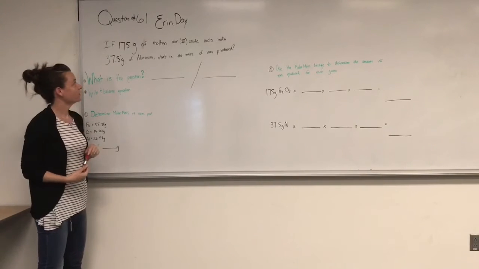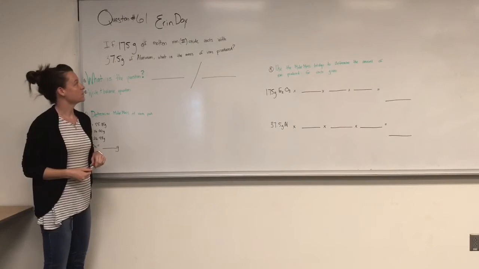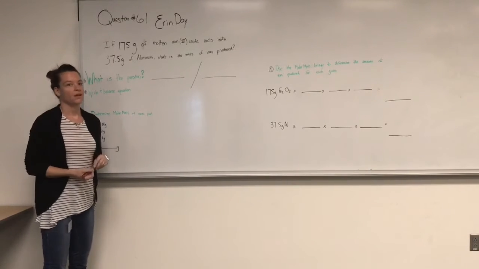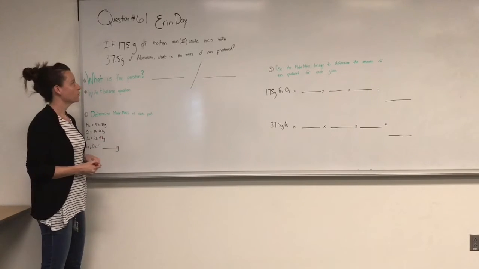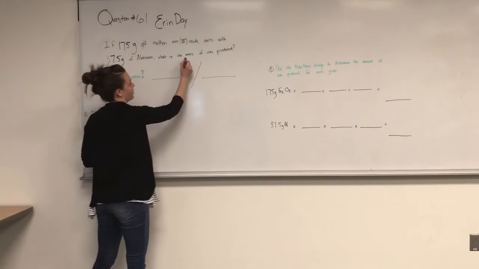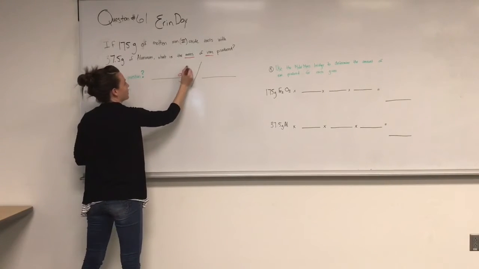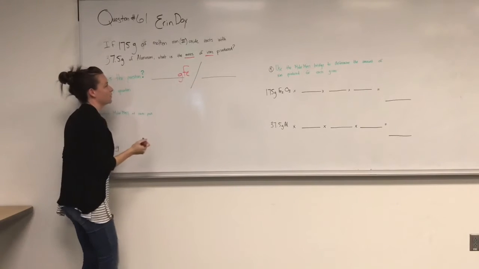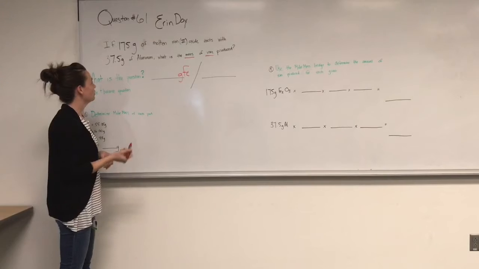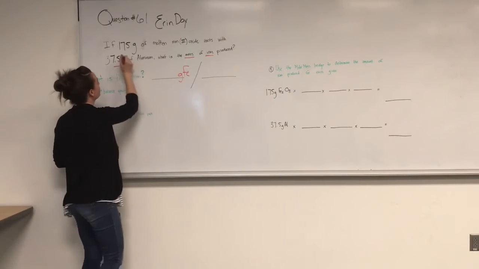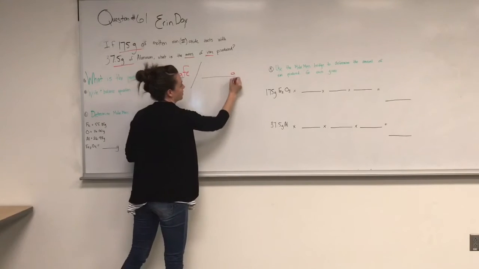If 175 grams of molten iron oxide reacts with 37.5 grams of aluminum, what is the mass of the iron produced? First, we need to determine what the question is asking for. Looks like it's asking for mass, which will be measured in grams, and of iron, which is Fe. Because this is also a limiting reagent problem, we need to determine which of the two givens is in fact a limiting reagent. So we're going to have to do this problem twice.